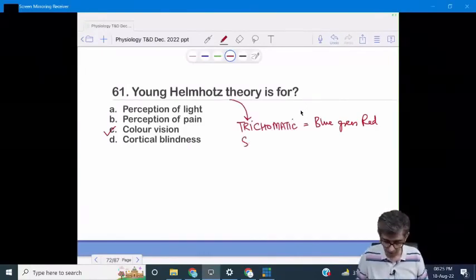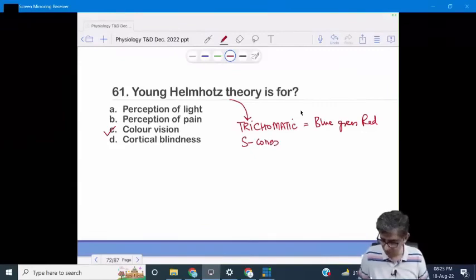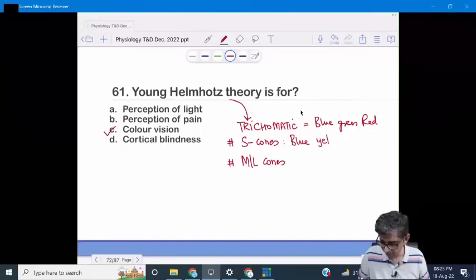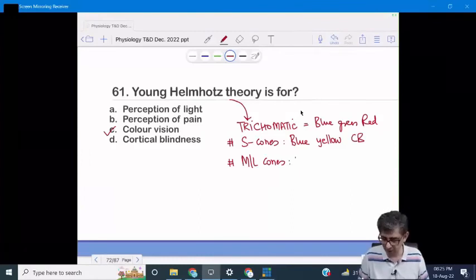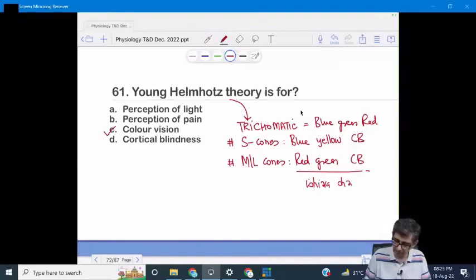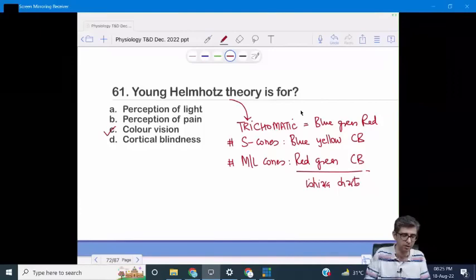There are various types of cones present like S cones, then we have M and L cones. अगर S cones में defect होता है, then the person will develop blue-yellow color blindness. Rods are for sharpness of vision. Cones are for color vision. If M and L cones are defective, then the person would develop red-green color blindness. And for red-green color blindness, we use special charts also. Those charts are what are called Ishihara charts. The answer to 61 is option number C. Young-Helmholtz theory is valid with respect to color vision.